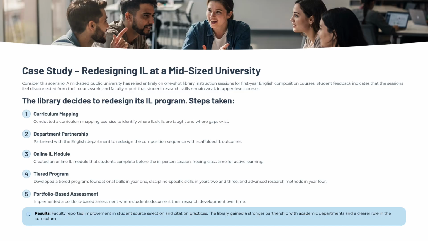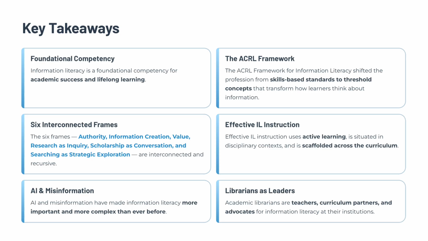The results? Faculty reported genuine improvement in student source selection and citation practices, and the library gained something arguably even more valuable: a stronger partnership with academic departments and a clearer, more visible role in the curriculum. That's the kind of institutional positioning that protects library programs when budget cuts come around. Let me bring it all together with the big ideas I want you to walk away with from this week.